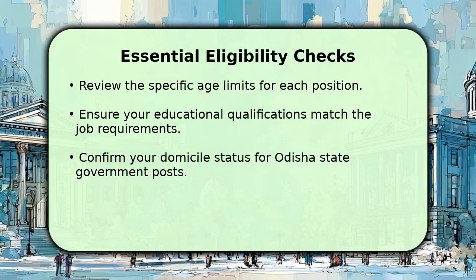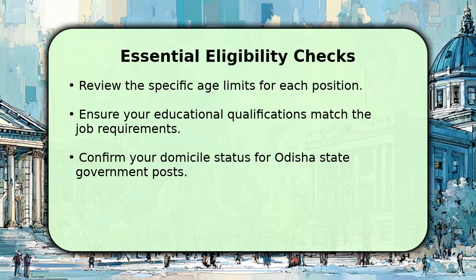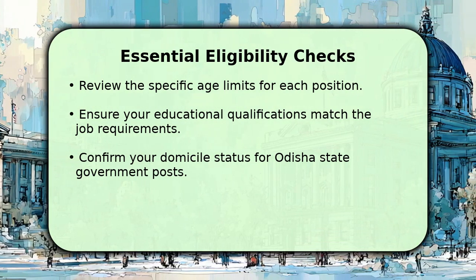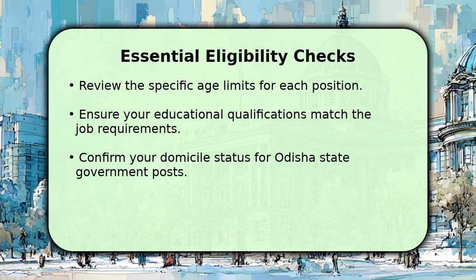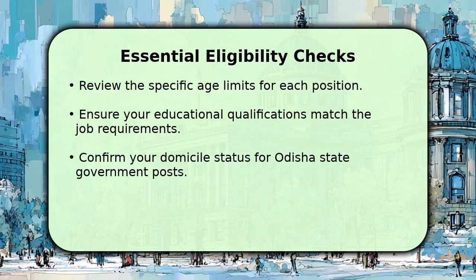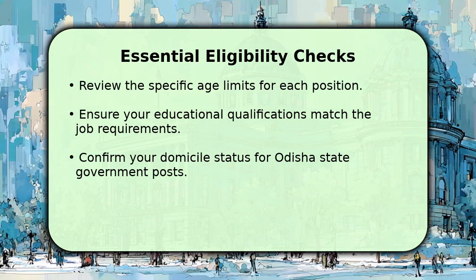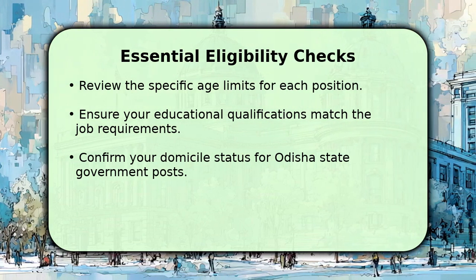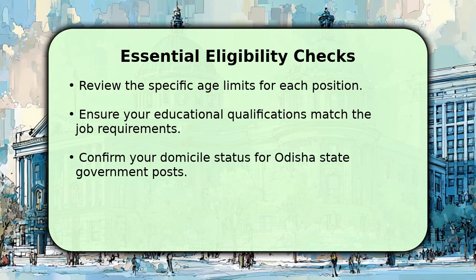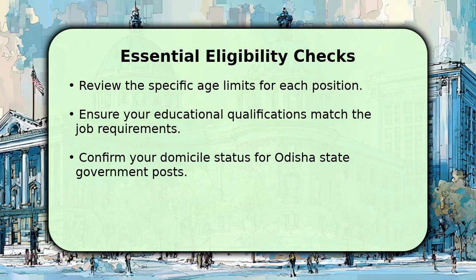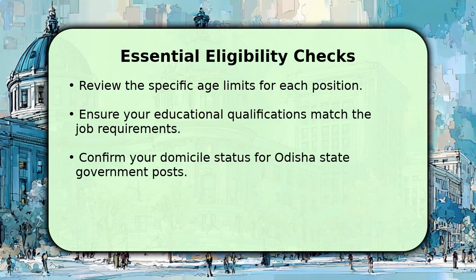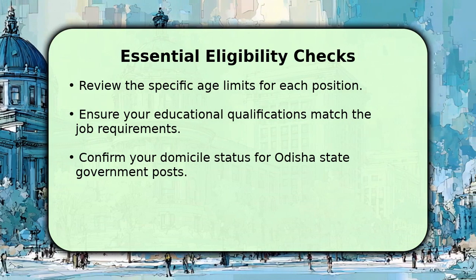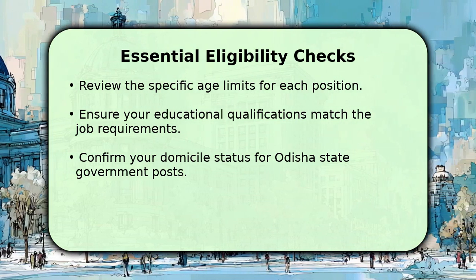Eligibility criteria form a critical part of the application process for any government role. You must carefully review the specified age limits, which often range from 18 to 32 years for general categories. Additionally, ensure your academic qualifications precisely match the job's requirements, perhaps a bachelor's degree in a relevant field. Confirming your Odisha domicile status is also essential for many state-level positions.